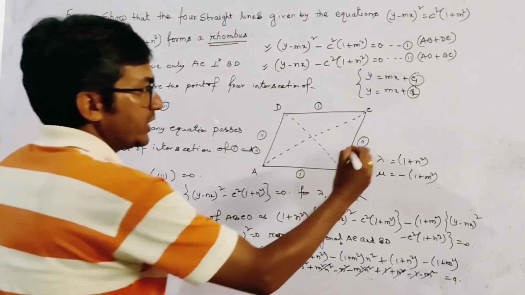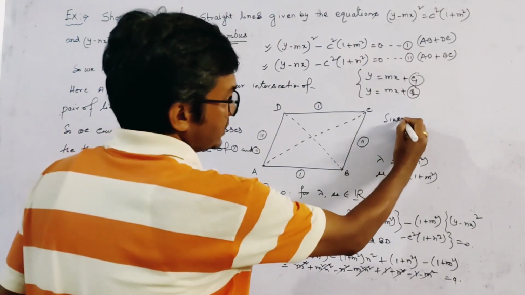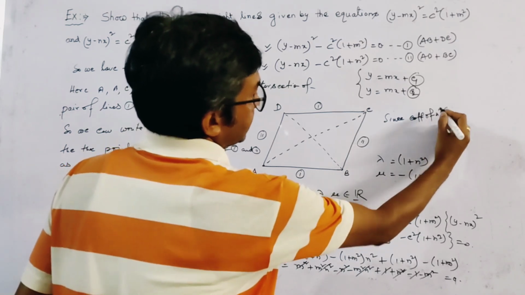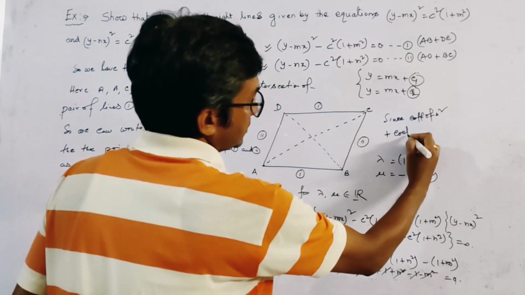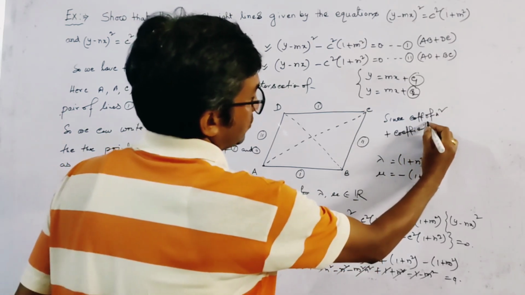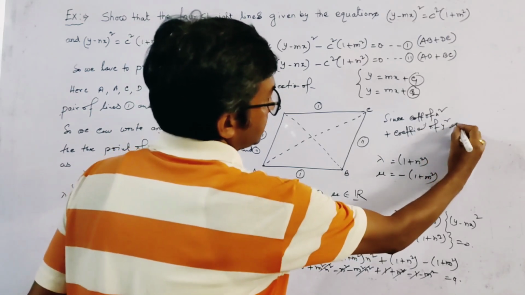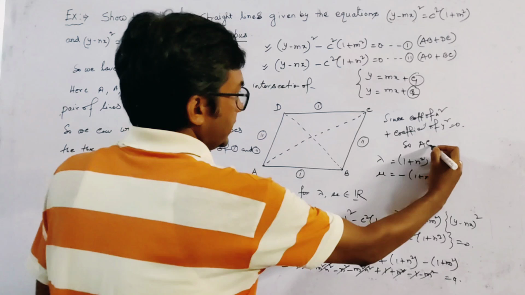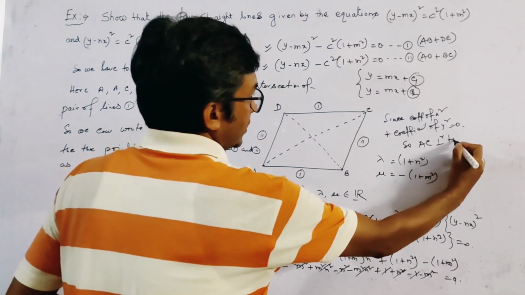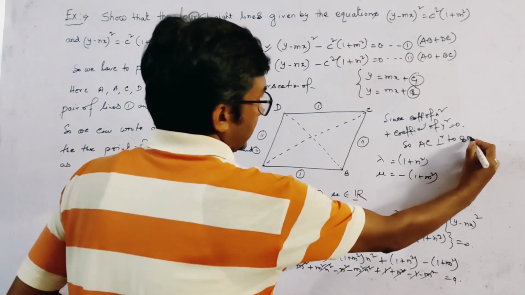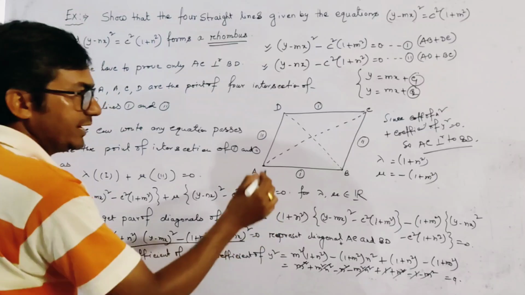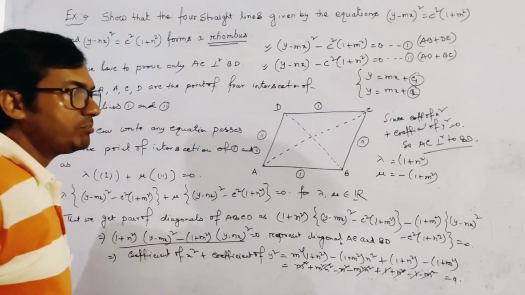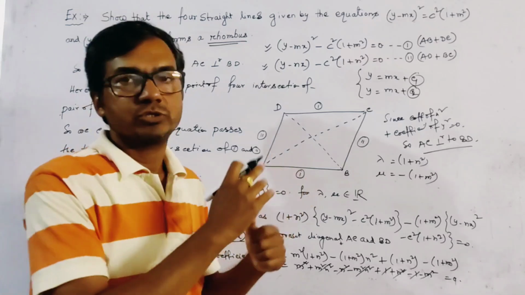So we write that the coefficient of x square plus the coefficient of y square is equal to 0, so AC must be perpendicular to BD. That is, the two diagonals are perpendicular. So this parallelogram must be a rhombus.